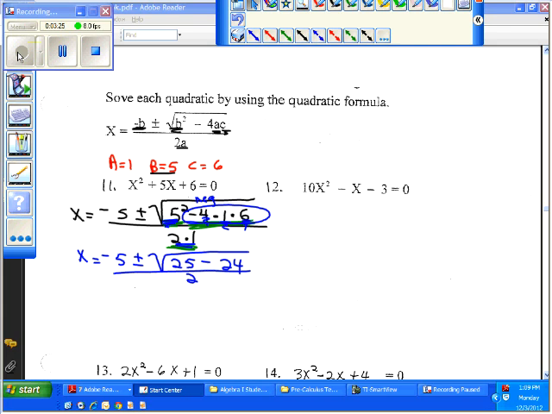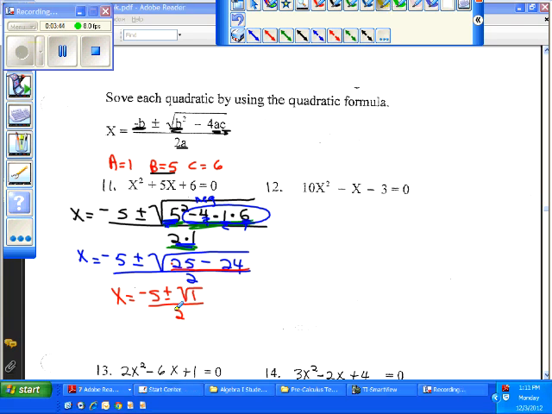Let's see how we got to that. The next thing we would do is what's under the radicand there. And we would have x is equal to -5 plus or minus the square root of 25 minus 24 is 1, all over 2.